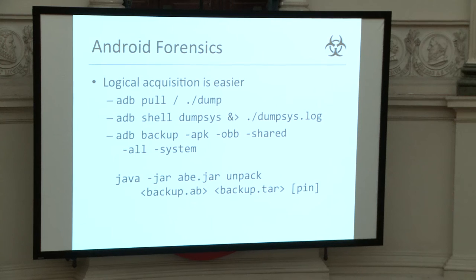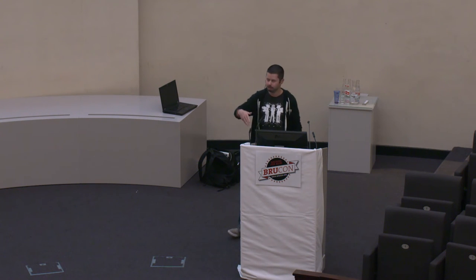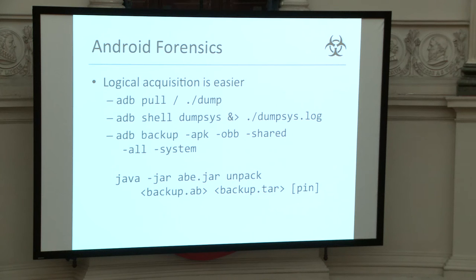Okay, so say we don't have root on the device, right, but we want a logical acquisition. We can still get a lot of good stuff. ADB pull slash, that'll try to pull all the files off of the root file system. ADB shell dumpsys will get you stuff, backups will get you stuff. There's all these interesting pieces of data to be had.